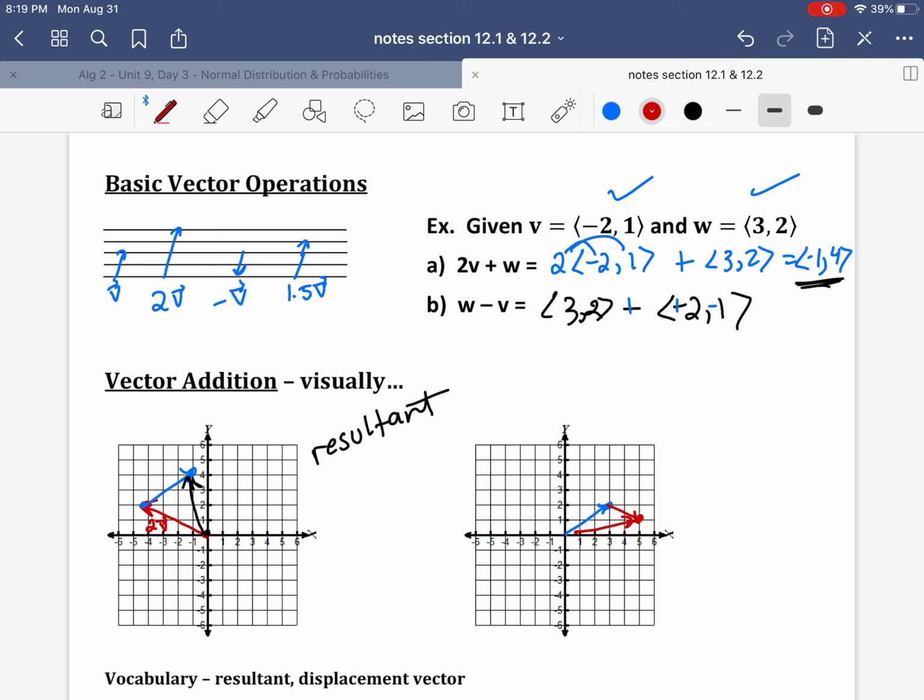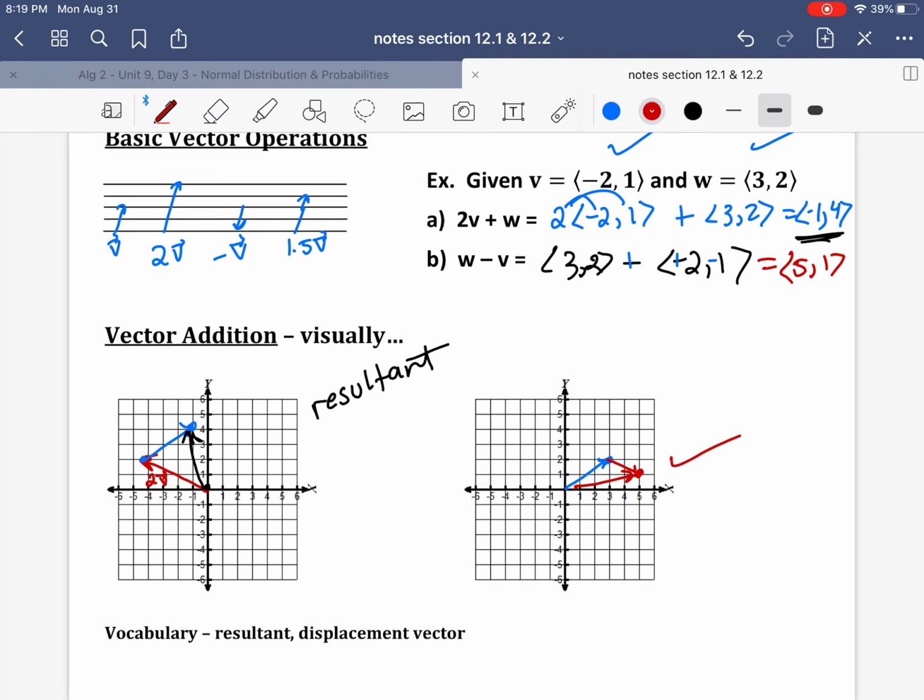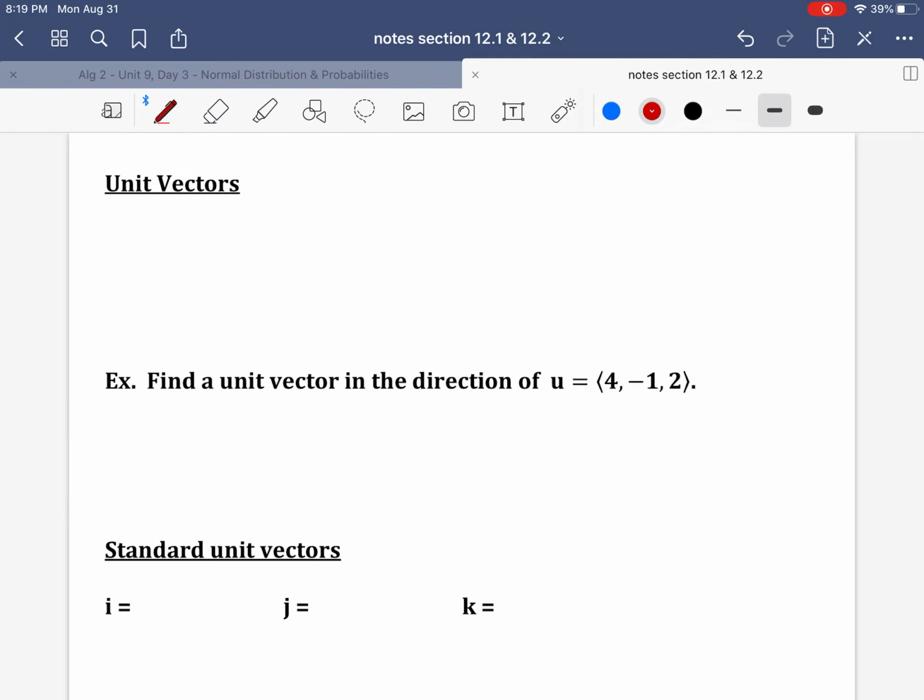Right? And look at that resultant right there. It is over 5. Oops, I forgot to do the answer. This is 5 and 1, right? That resultant is over 5 and up 1. So the picture kind of checks out. So the resultant and displacement vector, those are the two words that kind of go with that.